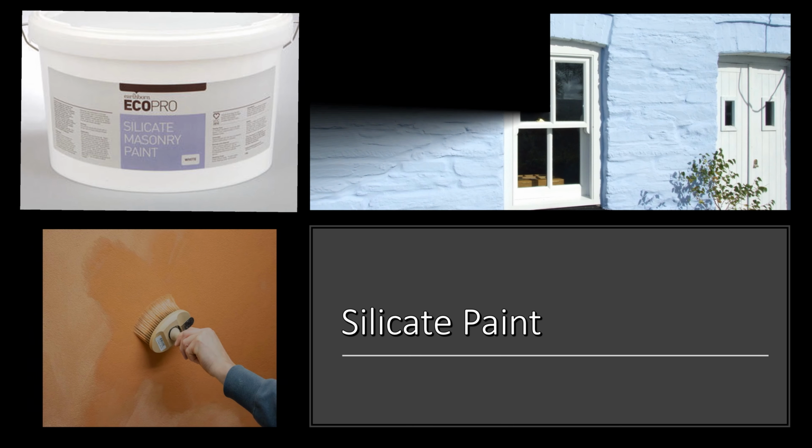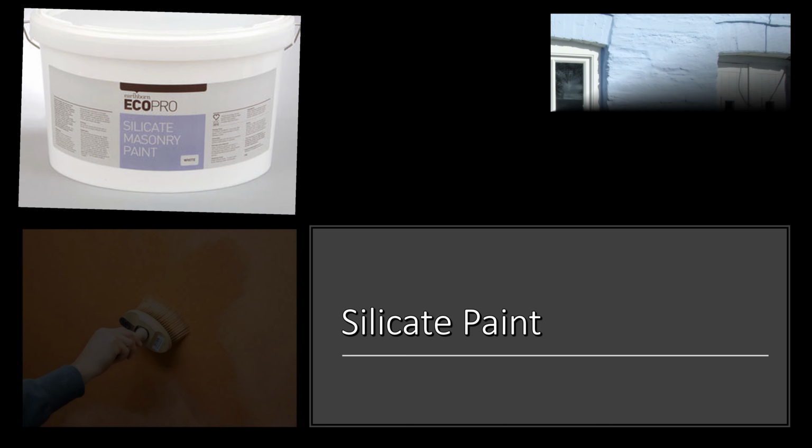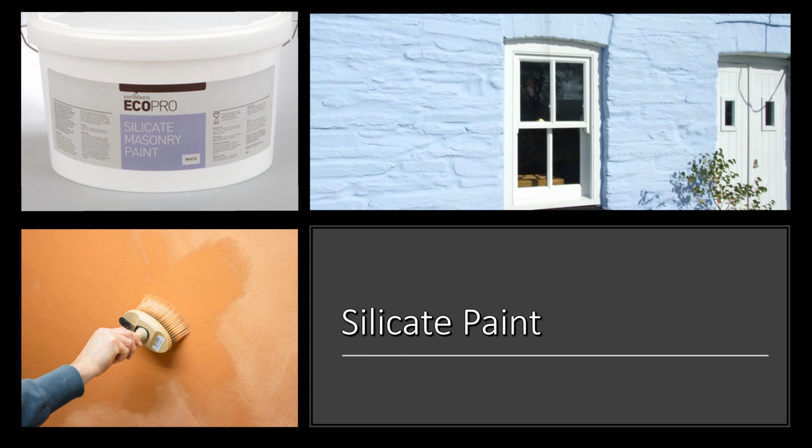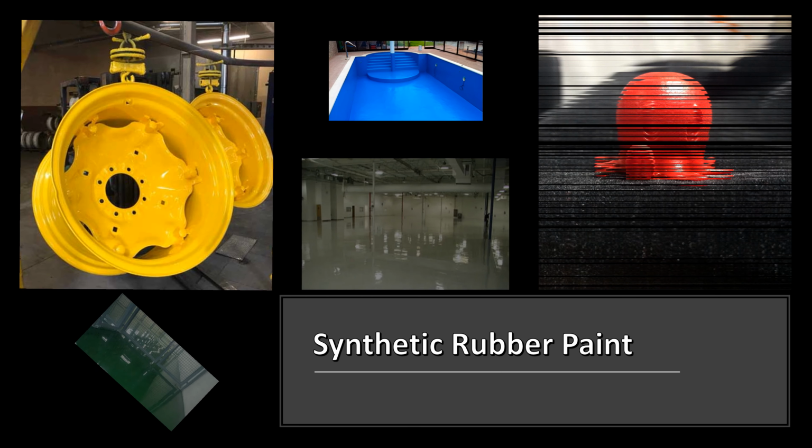The dryer used with this paint should be of a special silicate dryer type. The silicate paint can directly be applied on brick, plaster, or concrete surfaces. These surfaces should be made wet before the paint is applied.